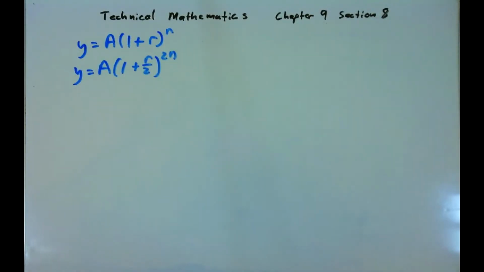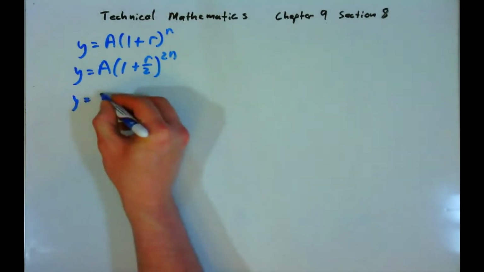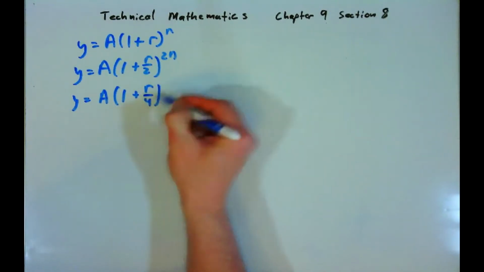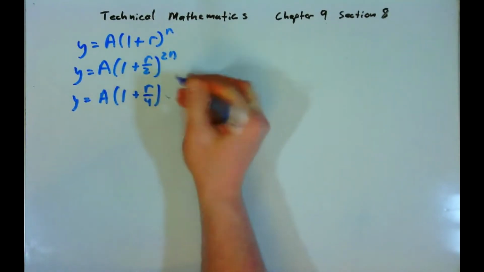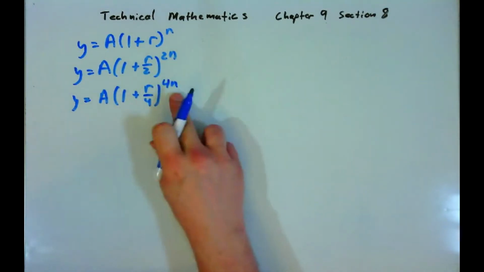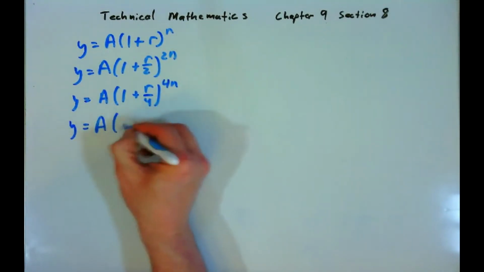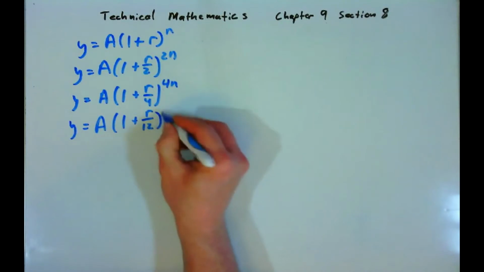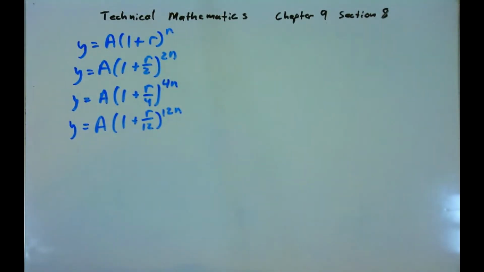So we've seen that the amount earned, if your interest is compounded once per year, is y equals a times 1 plus r to the nth power. And the amount that you will have in your account if the interest is earned twice a year is a times 1 plus r over 2 to the 2n power. And likewise, if your interest is compounded 4 times per year, we will have a times 1 plus r over 4 to the 4n power. And so this would be for interest compounded quarterly. Now what if they compounded your interest once every month? It would be a times 1 plus r over 12 to the 12n power.